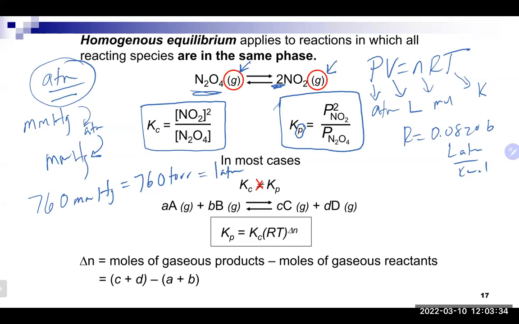Yeah, you cannot have a negative K value. So any K value, they all should be positive.